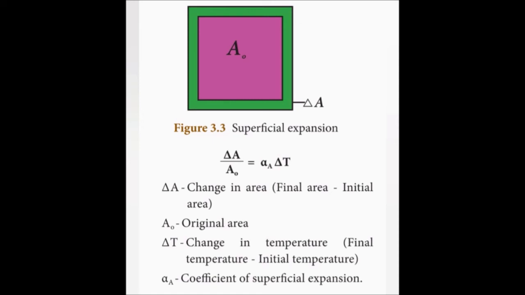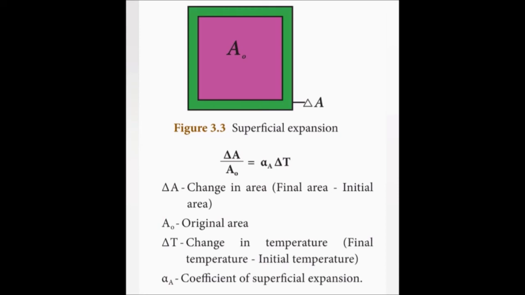See here, the violet portion of the solid is the original area of the substance. If you heat it, it expands up to the green level. This increase in area is called areal expansion. The equation relating the change in area and the change in temperature is del A by A naught equals alpha A into del T.